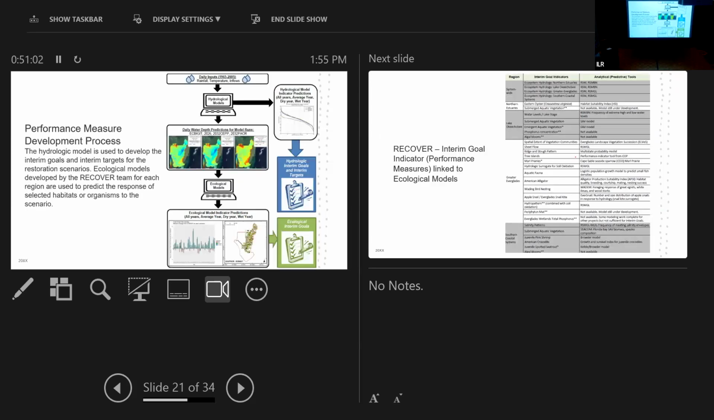So how did we use these? We took the hydrodynamic model and the conditions it produced, and we created ecological models. A lot of them were statistical models. We created statistical models and then used the output from the hydrodynamic model to predict what the water chemistry was going to do, what the organisms were going to do, whatever we were modeling.